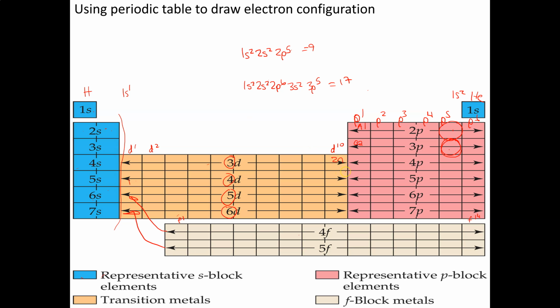We'll do one more, zinc. Zinc should end at 3d10. That should be our stop sign, 3d10. Why? Because it's 3d, right, and it ends at d10. That's why I should stop there.